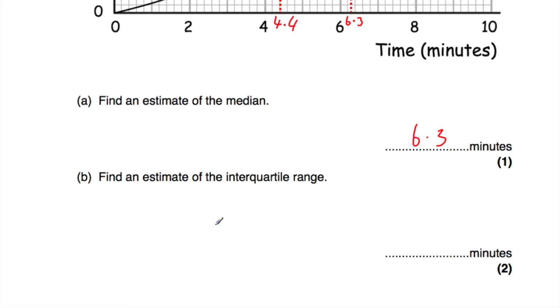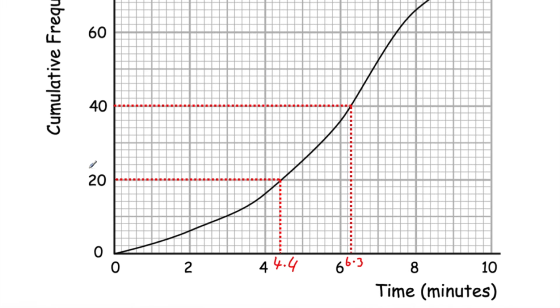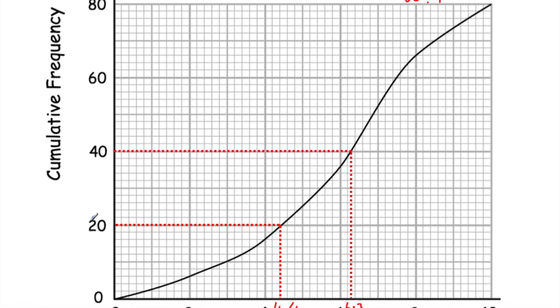So let's go down here. We're going to subtract 4.4. Now we need to find the upper quartile. The position of the upper quartile is 20 times 3, which is equal to 60, because it's 3/4 of the way through the data, and 3/4 of 80 is equal to 60. And then we're going to get a ruler and pencil, go across to the curve, and then go down.